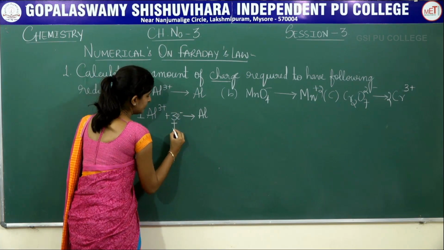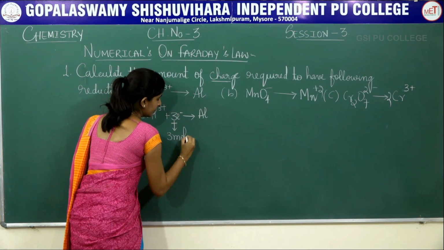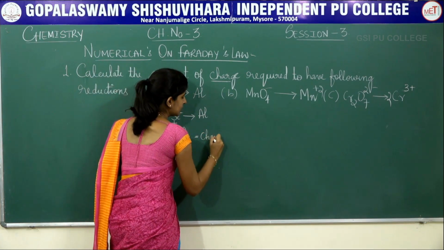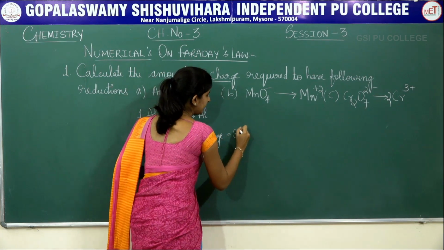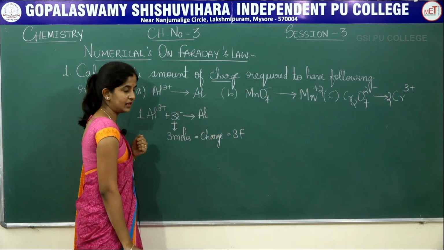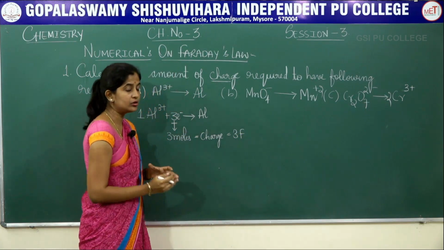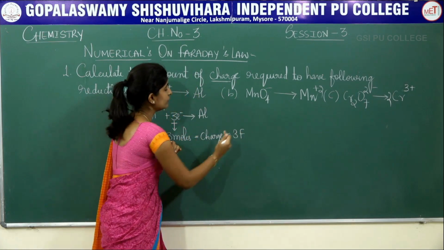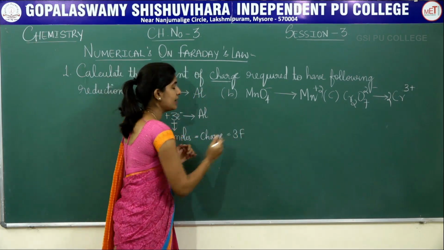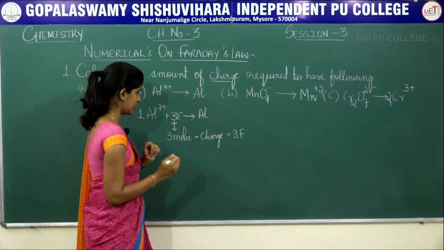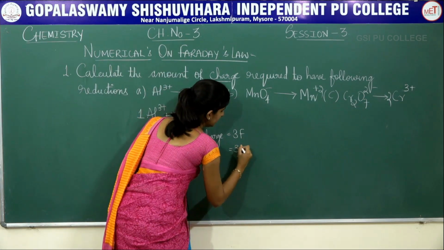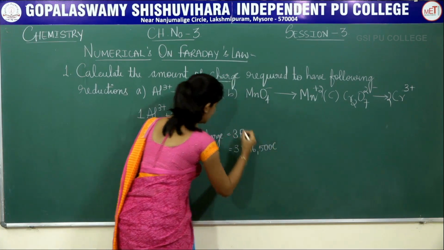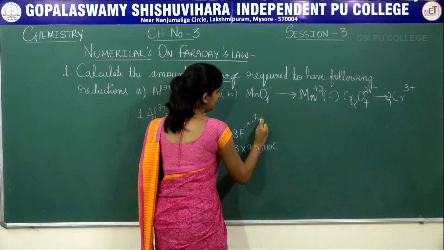So 3 moles of electrons, which means its charge is equal to 3 Faraday. That is, 1 Faraday is the charge on 1 mole of electrons. So 3 moles means 3 into 1 Faraday, which is equal to 3 into 96,500 coulombs.